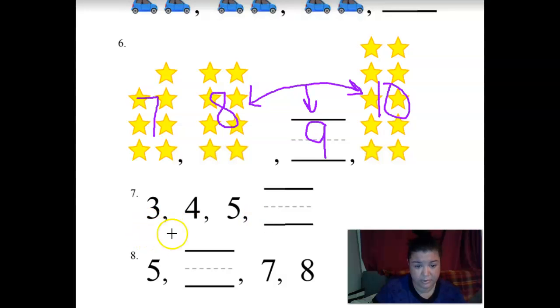Okay, what'd you get for this one? 3, 4, 5. What comes after 5? And make sure you're making your 6's in the correct direction. Okay, what about this last one?